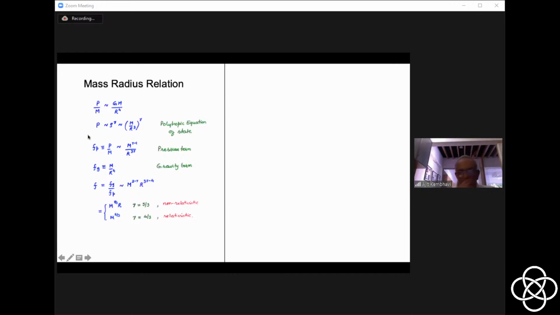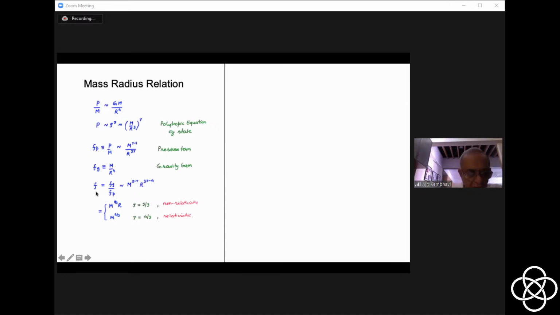Now, what is the equation of state we have for a polytrope? That P goes as ρ^γ. The density ρ is approximately M by r³, ignoring numerical factors, and so P goes as (M/r³)^γ. Now consider the quantity F_p, equal to P/M, and that goes as M^(γ-1) upon r^(3γ). Then we have another quantity, which I am calling F_g, and that is equal to M/r⁴.